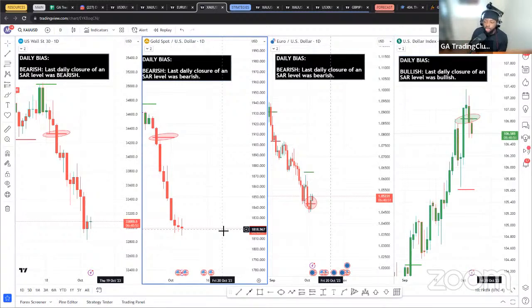But the key thing here, observe how gold acts between now and I would say 1 a.m. Friday morning. If gold keeps trending, more than likely gold will drop during NFP.